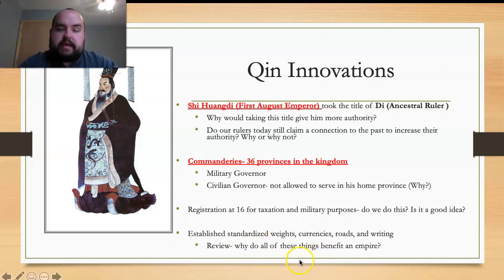Why would these things be able to benefit an empire? We talked about this a little bit last time with the Silk Road.